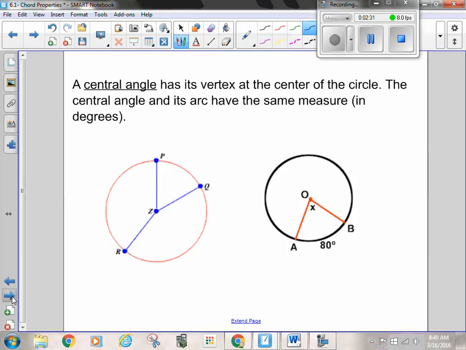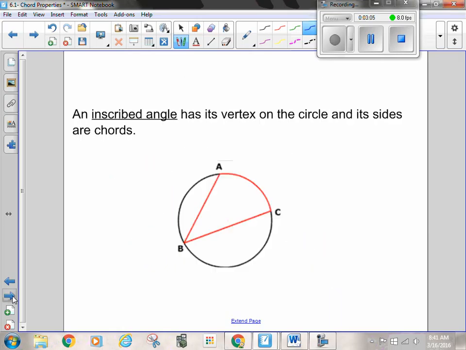Okay, let's introduce some new topics. Central angle. A central angle has its vertex at the center of the circle. So our center is at my vertex in both of these. The central angle and its arc have the same measure. So for here, my arc is 80 degrees, so that means x is also 80 degrees. My angle and my arc have the same measure. If I said this was 55 degrees, that would make this 55 degrees also. Central angles and arcs always have the same measure.